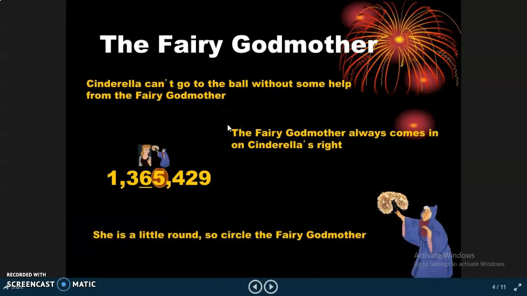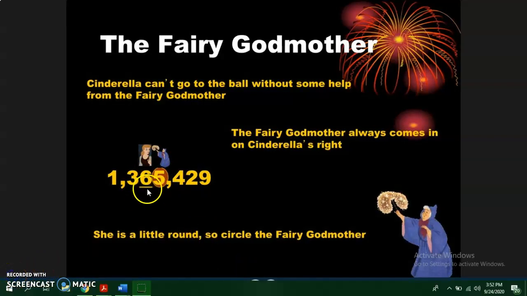Next, what we call going next door is actually going to be called the Fairy Godmother. So Cinderella, as you know in the story, can't go to the ball without some help from the Fairy Godmother. And your Fairy Godmother is going to be the number to the right after your underlined digit. The Fairy Godmother always comes in on Cinderella's right, and she's a little round, so we're going to circle the Fairy Godmother. So now we've got the problem set up just like we're used to. We're underlining the place we're told to round to, and we're circling the digit next to it.